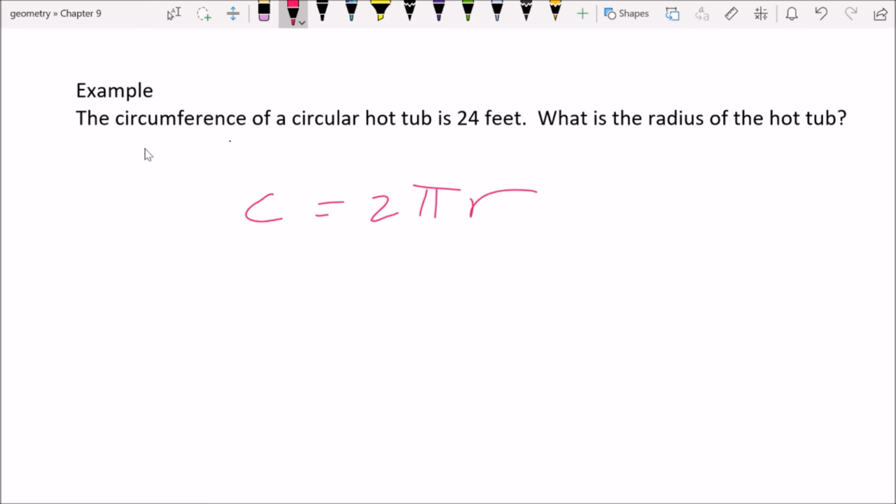So right now, what do I know? The circumference is 24. So 24 feet equals 2 times pi times the radius. I don't know the radius yet.